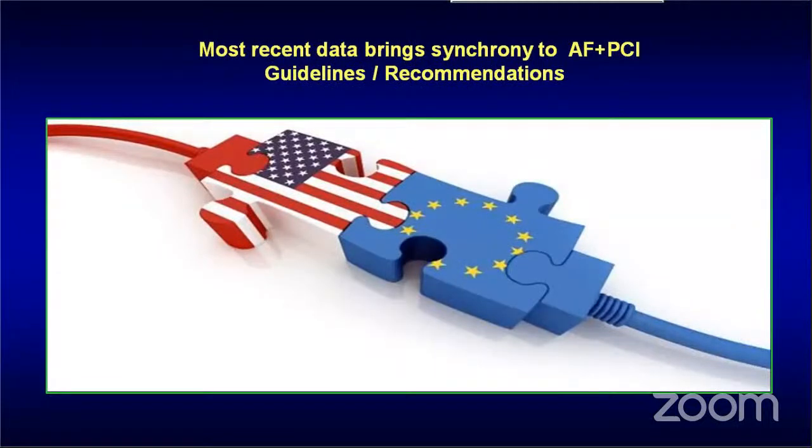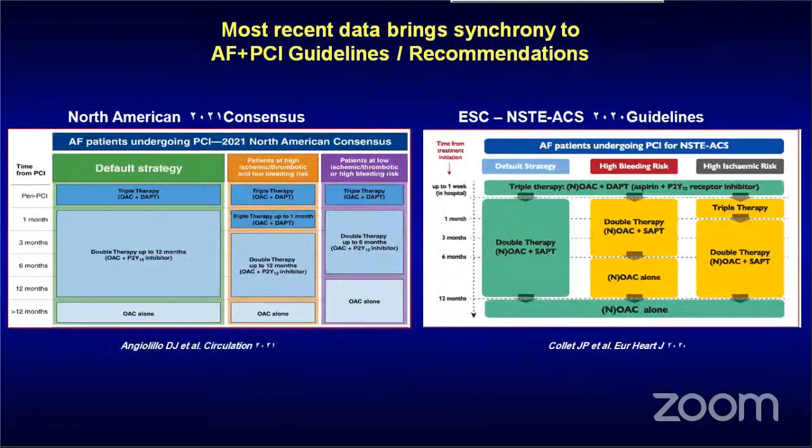More recent data brings synchrony to atrial fibrillation plus PCI guidelines and recommendations between the American and European sides. Now they are the same. Next. These are the European guidelines on the right side and the North American guidelines consensus, the same. One week of triple therapy for all patients, extended in high thrombotic risk patients to 1 month, and single antiplatelet with oral anticoagulant for 1 year, except 6 months only in case of high bleeding risk. Next.